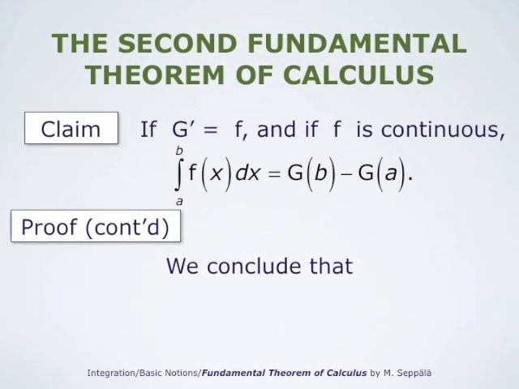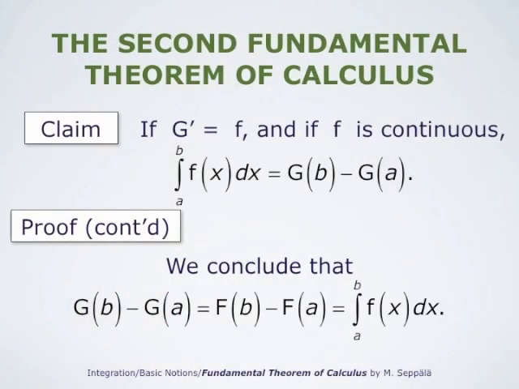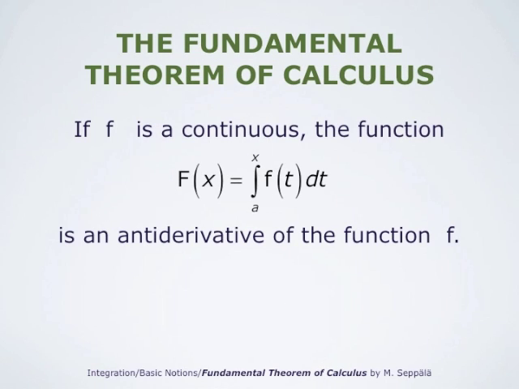And this means that G at b minus G at a is the integral from a to b of f of x dx, proving the second fundamental theorem of calculus, or rather the second part of the fundamental theorem of calculus. The previously shown two parts of the fundamental theorem of calculus together form the fundamental theorem.